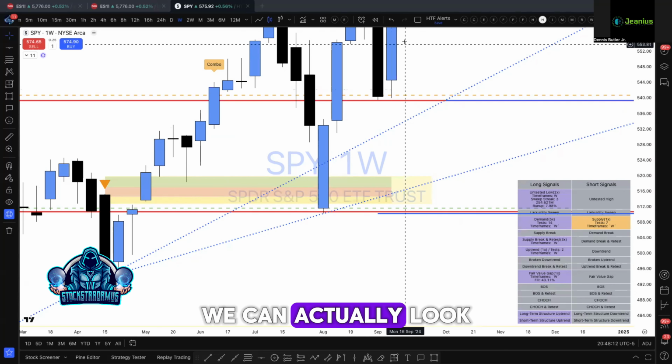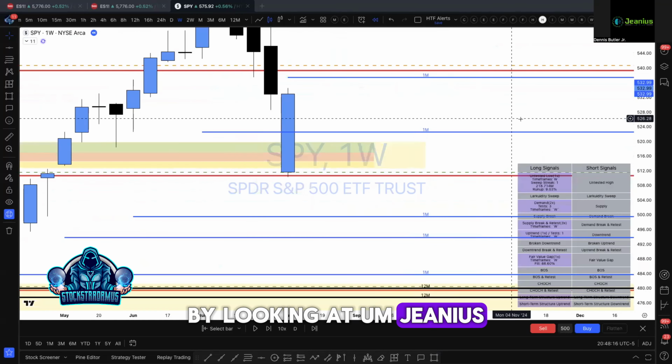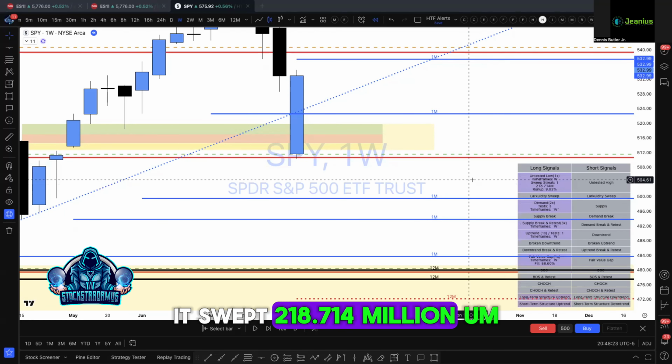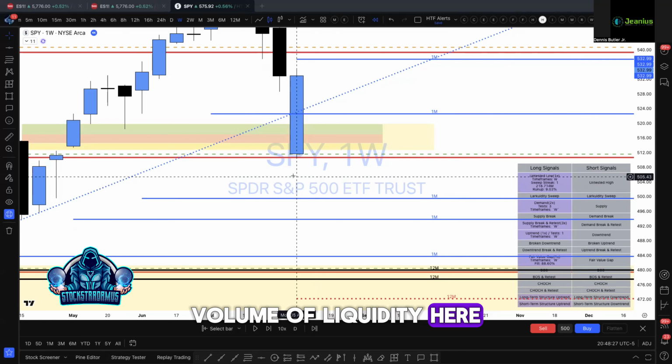And as a matter of fact, we can look at how much liquidity it swept by looking at Jeanius. It swept 218.714 million volume of liquidity here.